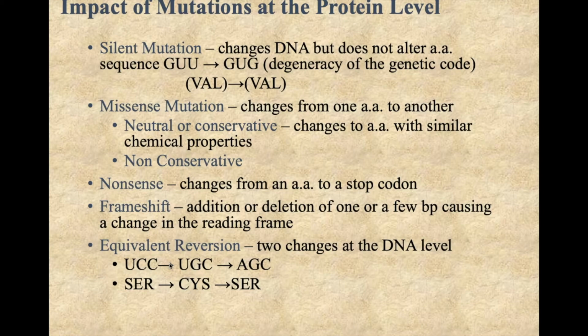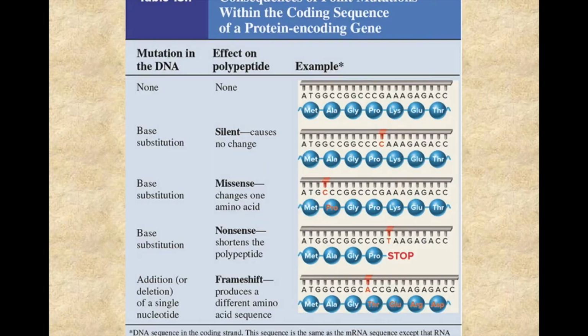So we went from UCC back all the way to AGC, a very different codon, but the net effect was neutralized essentially. It was equivalent because we ultimately ended back up with serine again. And there are examples of all of these, and you can imagine they happen at a variety of different frequencies. In this final slide, I just want to show you visually what this might look like.